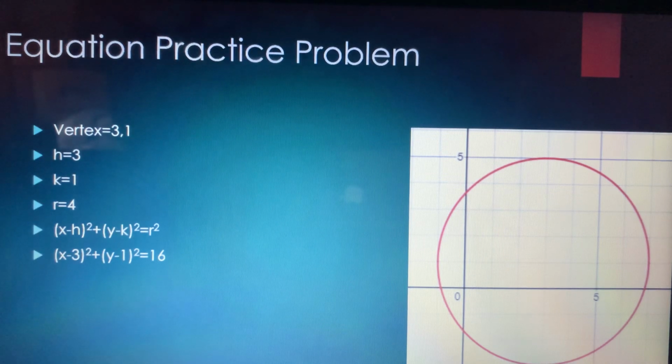Now let's look at our equation. We have x minus h squared plus y minus k squared equals r squared. We know h is 3, so we get x minus 3 squared plus y minus, the k value is 1, y minus 1 squared equals 4 squared, which is 16. So the equation of the circle is x minus 3 squared plus y minus 1 squared equals 16.